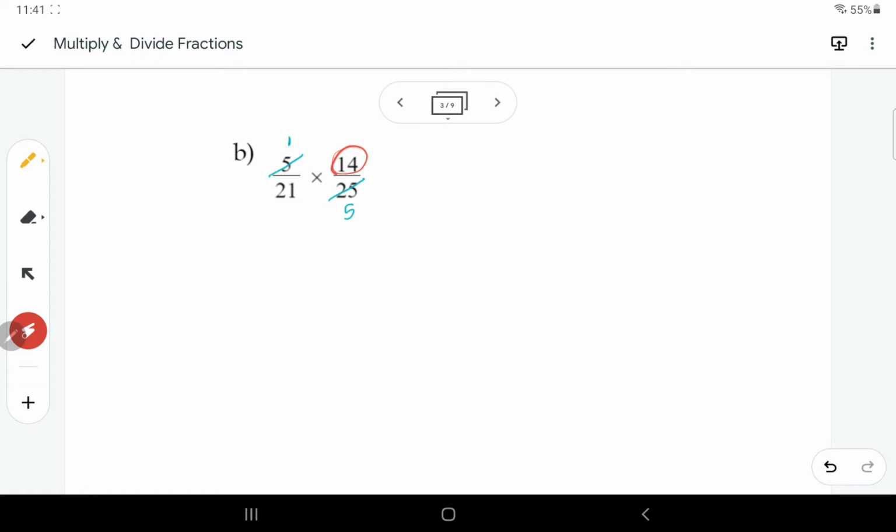I'm also going to take a look at the 14 and the 21. Can those be reduced? There is a common factor there. They both divide evenly by 7. So I'm going to cross those two out. 14 divided by 7 is 2. 21 divided by 7 is 3. So now we have much nicer, smaller numbers to work with. On the top, we're going to multiply the new numbers. 1 times 2 is a 2. And on the bottom, the new numbers, 3 times 5, much better than 21 times 25. 3 times 5 is 15.